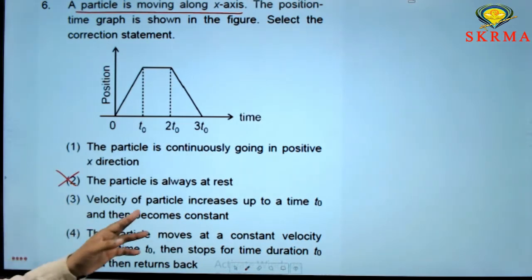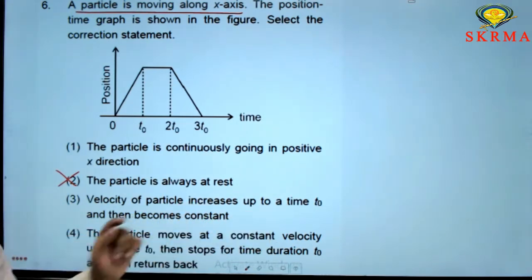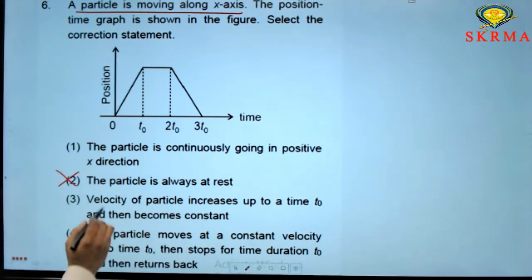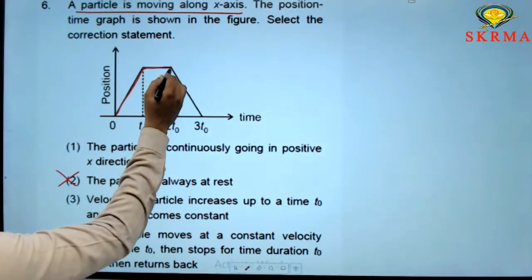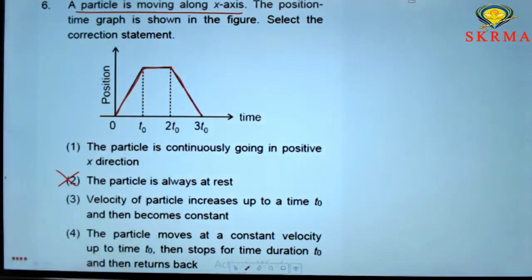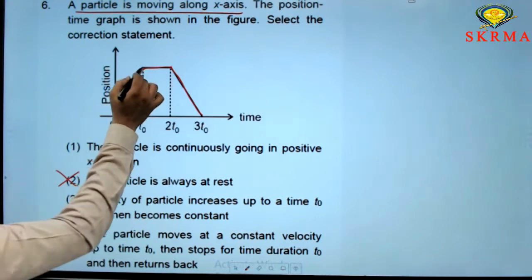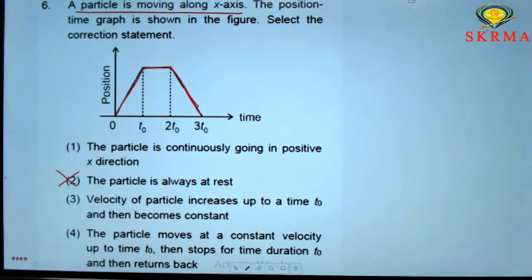Next one. Velocity of the particle increases up to time t0 and then becomes constant. Here the slope is there, so velocity increases. After that it is constant. After that velocity decreases. First velocity increases, then constant, after that decreases. So this is also wrong.